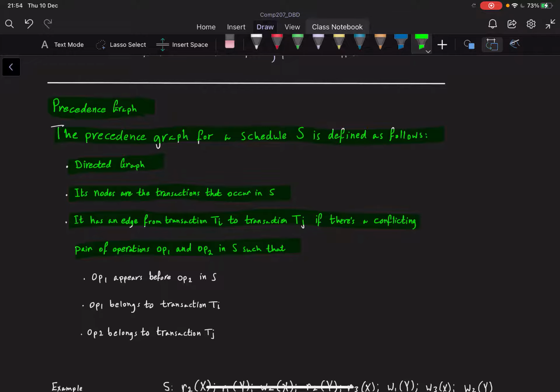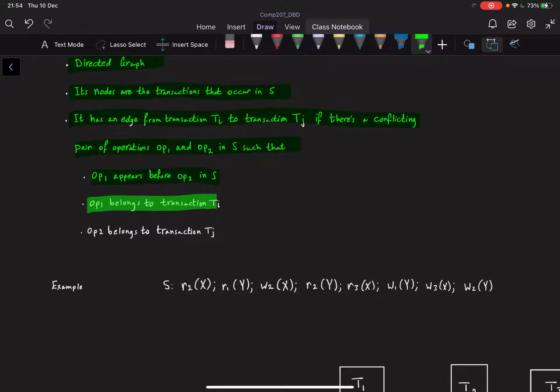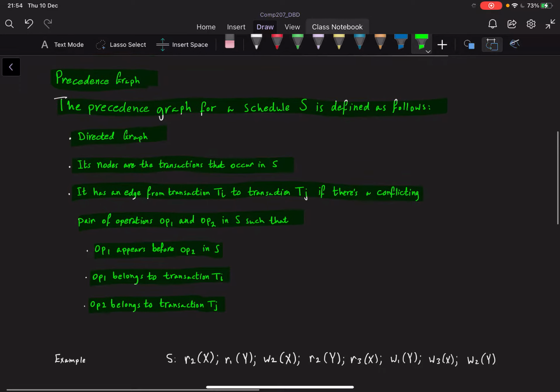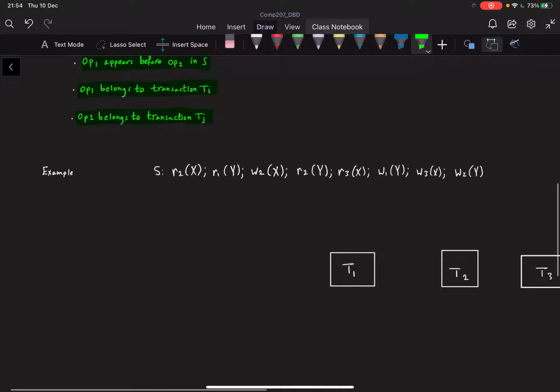And of course, these conflicting pair of operations in the schedule S have to be, number one, operation 1 appears before operation 2 in S. Operation 1 belongs to transaction Ti. Operation 2 belongs to transaction Tj. We will understand what this means in a second. Okay, so what does this mean?